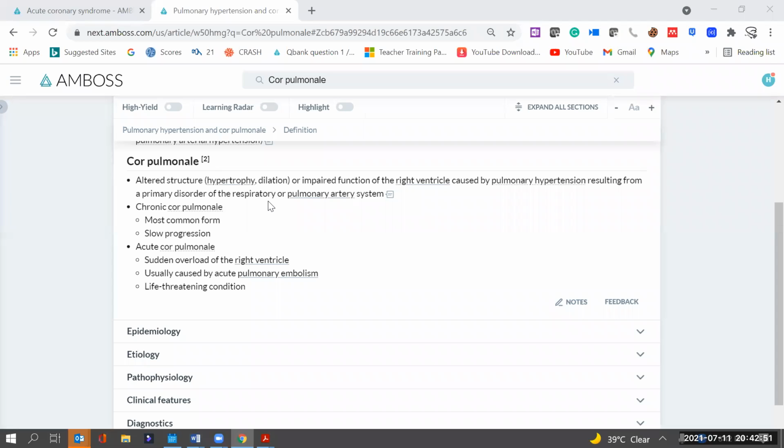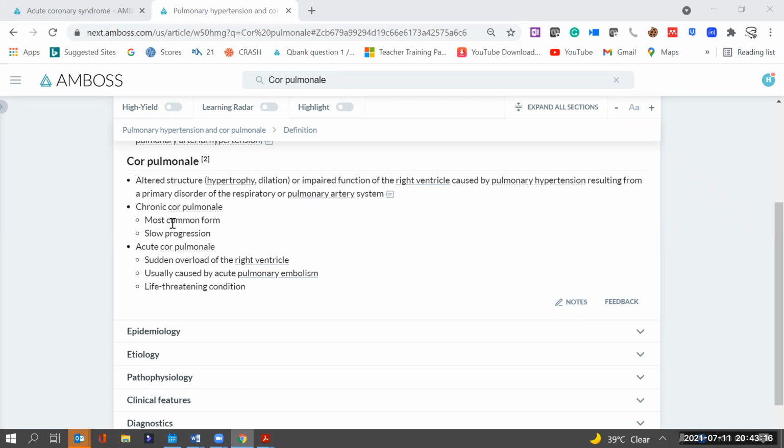Because of pulmonary hypertension. And why is there pulmonary hypertension? Maybe the cause is COPD, or maybe the cause is pulmonary hypertension itself. So maybe this is a respiratory COPD problem, or maybe this is a pulmonary artery system problem, where there is an increase in pressure inside the pulmonary arteries. That will lead to dysfunction of the right ventricle, and that dysfunction we usually call cor pulmonale.